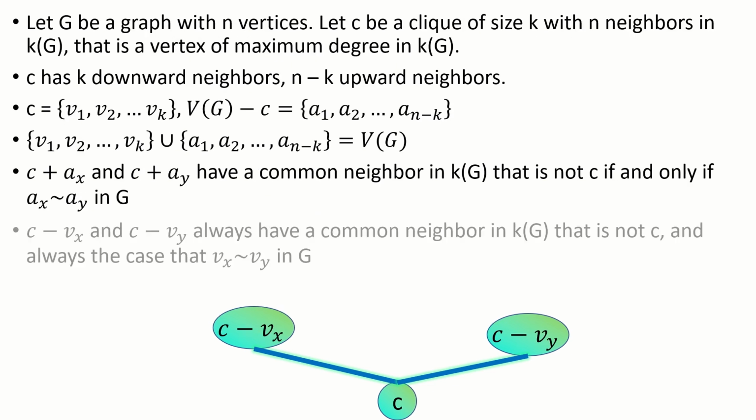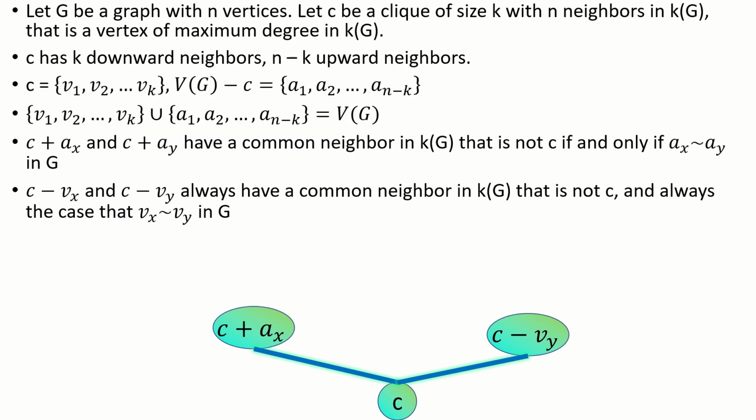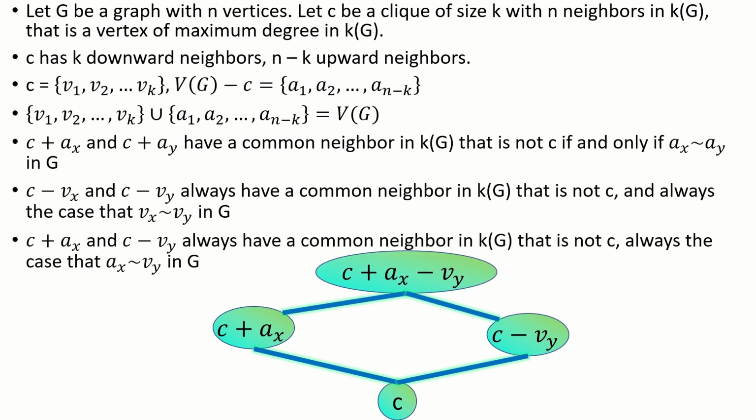Similarly, C minus V sub x and C minus V sub y always have a common neighbor that's not C. Specifically, C minus V sub x minus V sub y. And it's always the case that V sub x is adjacent to V sub y in the original graph. This is because they're members of the same clique. Finally, C plus A sub x and C minus V sub y always have a common neighbor that's not C. Specifically, C plus A sub x minus V sub y. And it's always the case that A sub x is adjacent to V sub y in the original graph.